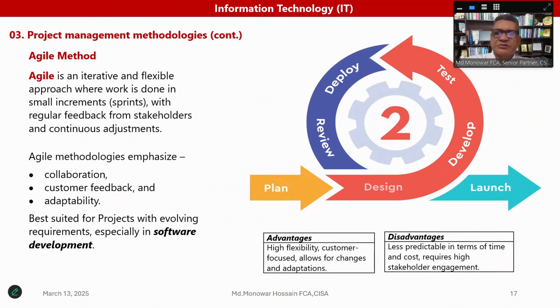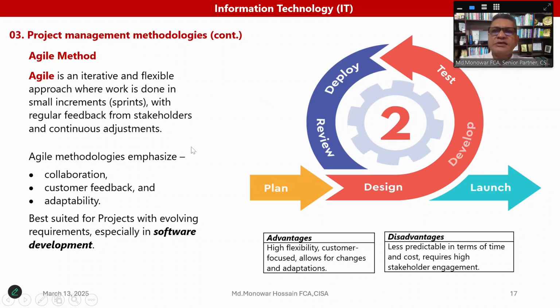Now the Agile method. This model is an iterative and flexible approach, where work is done in small increments with regular feedback from stakeholders and continuous adjustment. The disadvantages of the Waterfall model can be solved through the Agile model. The Agile model emphasizes collaboration, customer feedback, and adaptability, and is best for projects with specific software requirements. If we see here: plan, design, develop, test, deploy, review, then launch. But it can be a continuation, that means it can be review, adapt, collaborate based on the customer's feedback.